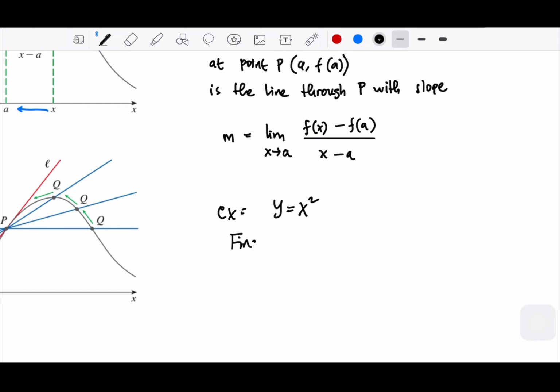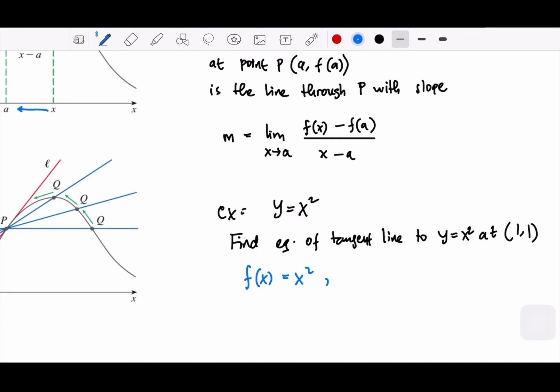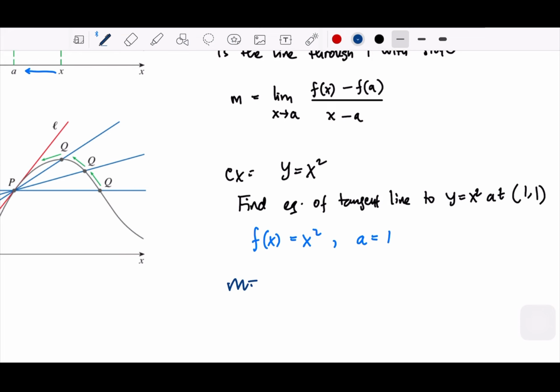If we want to find the equation of the tangent line to y equals x squared at (1, 1), at coordinate 1, 1. First, our function is x squared, right? Our a is 1. Then our m will be the limit as x approaches 1 of f of x minus f of a, divided by x minus a. So before we learn more about derivative and later concepts, this is what is actually happening.